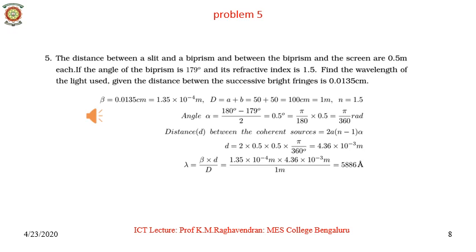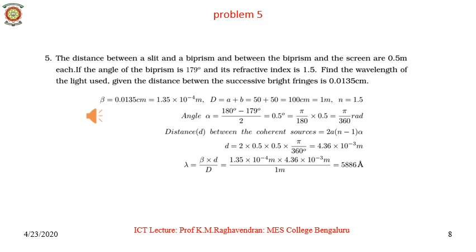The problem is very straightforward. However, there are a few points to be noted. First of all, conversion. The distance between successive bright fringes means beta. So beta is 0.0135 centimeter. If you shift 2 decimal place to the right, it becomes 1.35 into 10 to the power of minus 2 centimeter. Converting centimeter to meter, you have an additional 10 to the power of minus 2. So beta is 1.35 into 10 to the power of minus 4 meter in SI system.